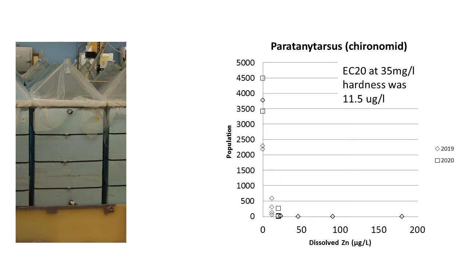The EC20 in the first experiment was 11.5. We're still picking the one from 2020, but we're on track to be at approximately 11.5 micrograms per liter zinc in 35 milligrams per liter hardness. Yes, that is surprisingly low.